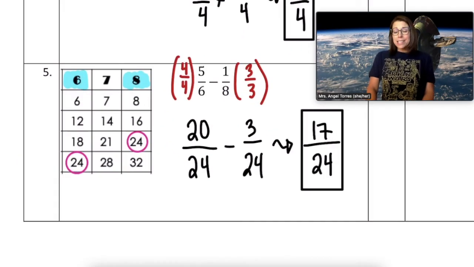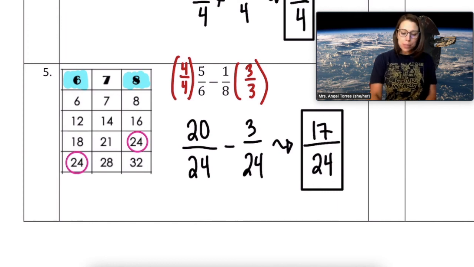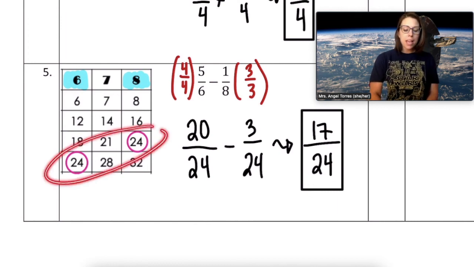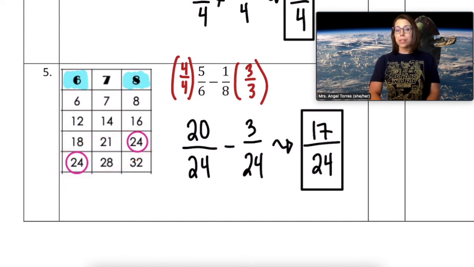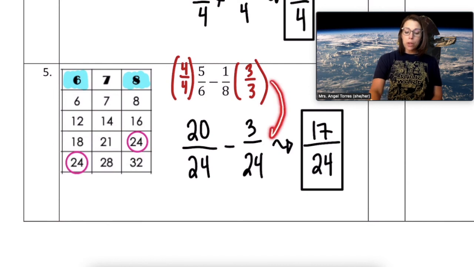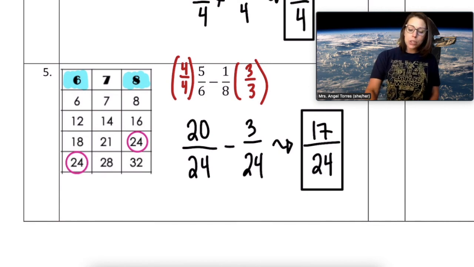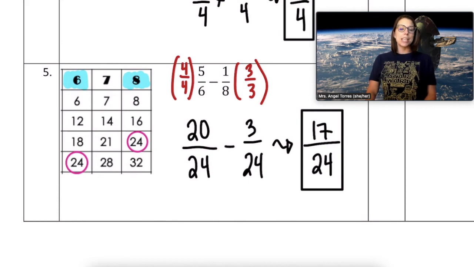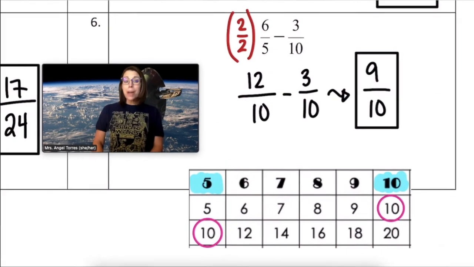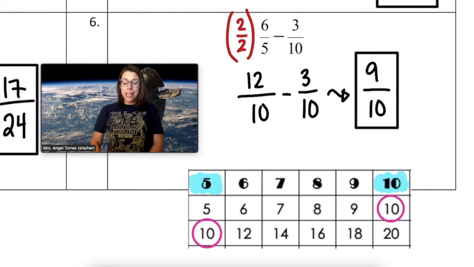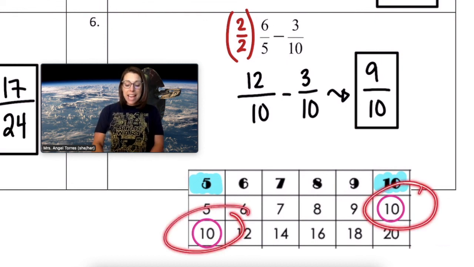6 and 8 cannot be subtracted. So I used my multiplication chart and found they can both be changed into 24ths. So I used a big one of 4/4 to make 20/24 for 5/6. And I used a big one of 3/3 to make 3/24 for 1/8. 20/24 minus 3/24 is a total of 17/24.